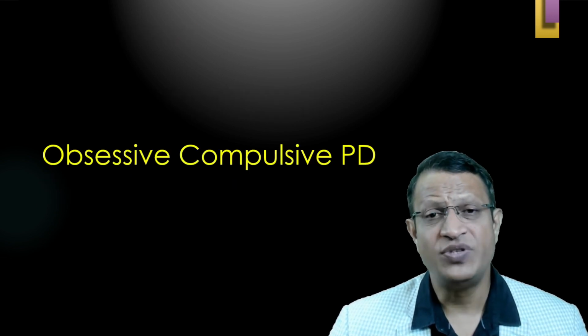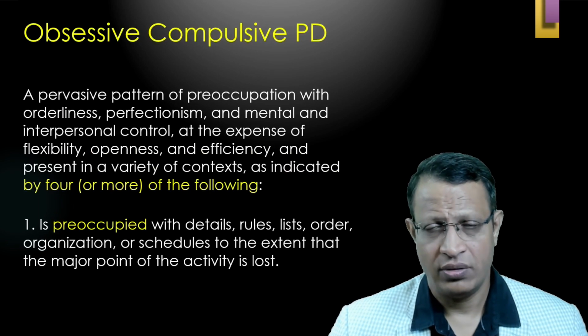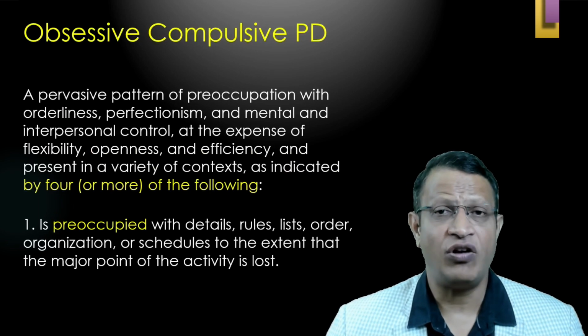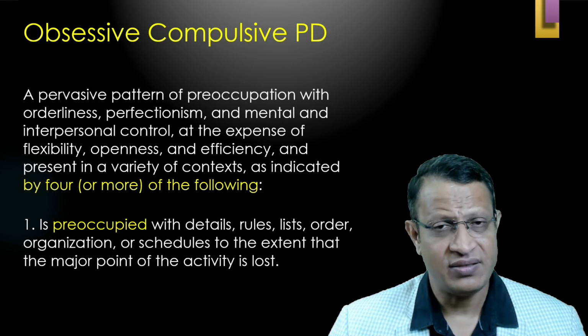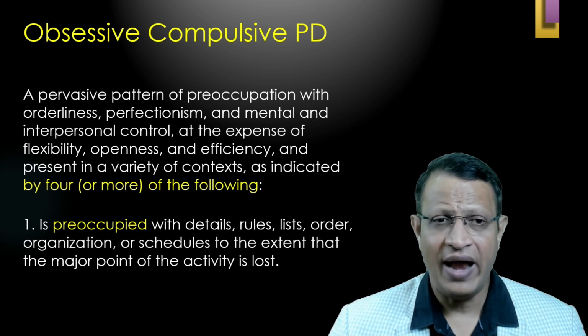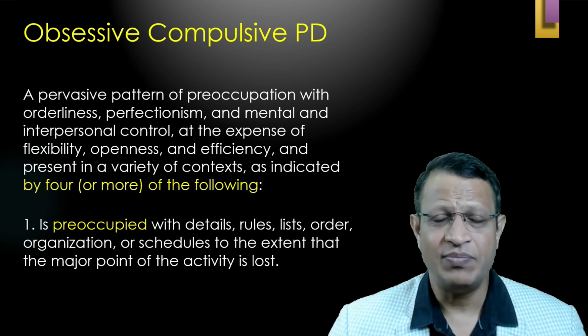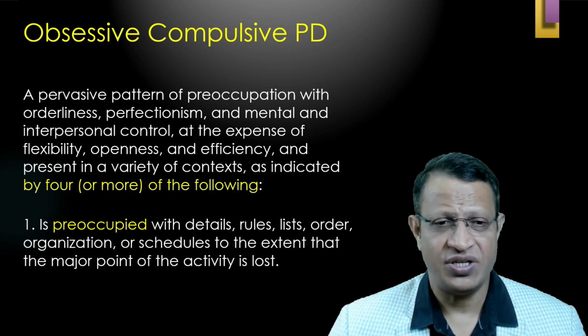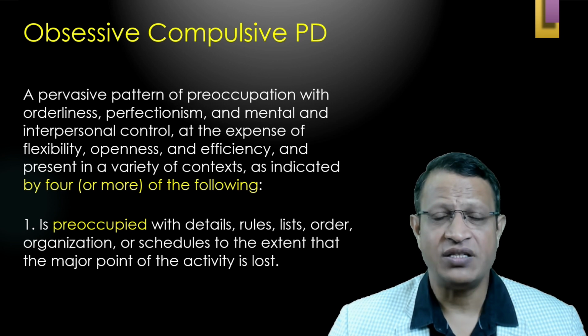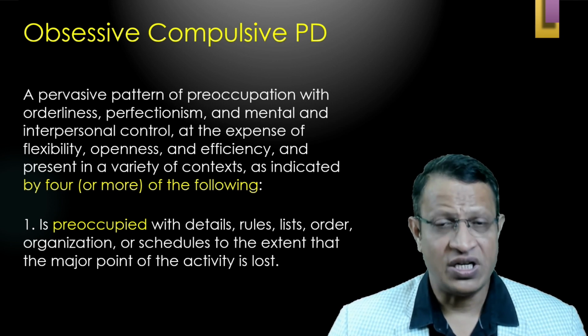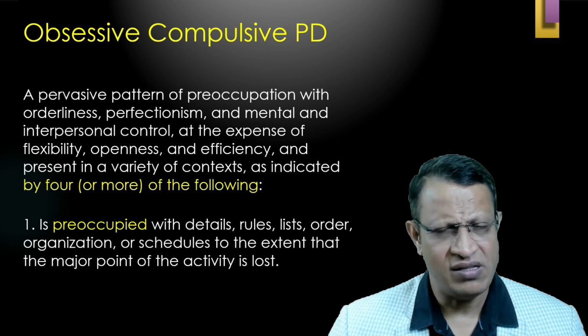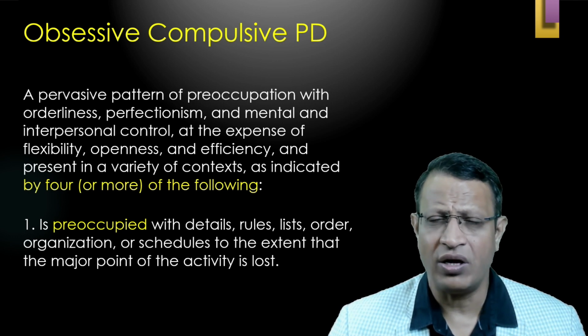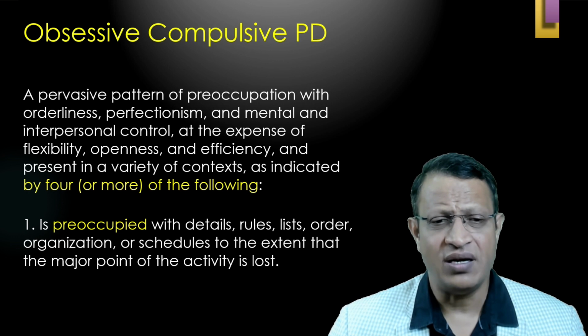Let's understand obsessive compulsive personality disorder. This is again a pervasive pattern of preoccupation with orderliness, perfectionism, and mental and interpersonal control at the expense of flexibility, openness, and efficiency. They need to have at least 4 symptoms to diagnose OCPD. First and foremost, they are preoccupied with details, rules, lists, order, organization, or schedules to the extent that the major point of the activity is lost.